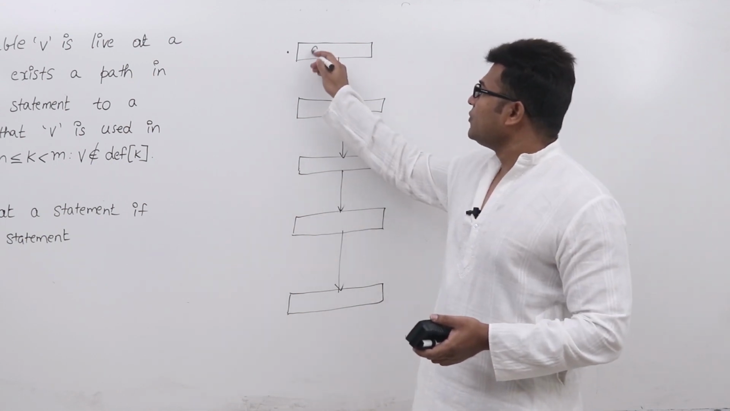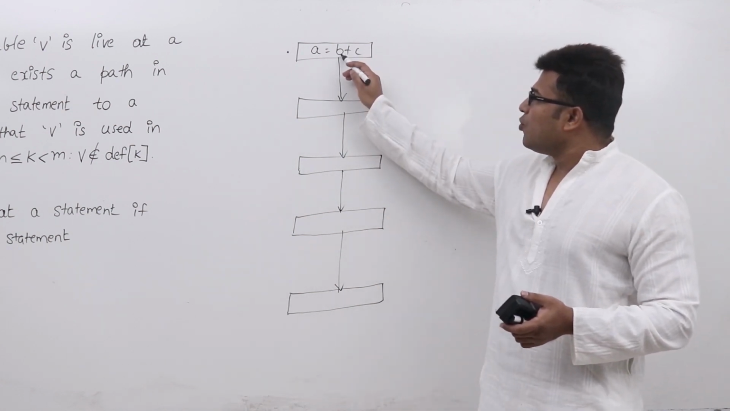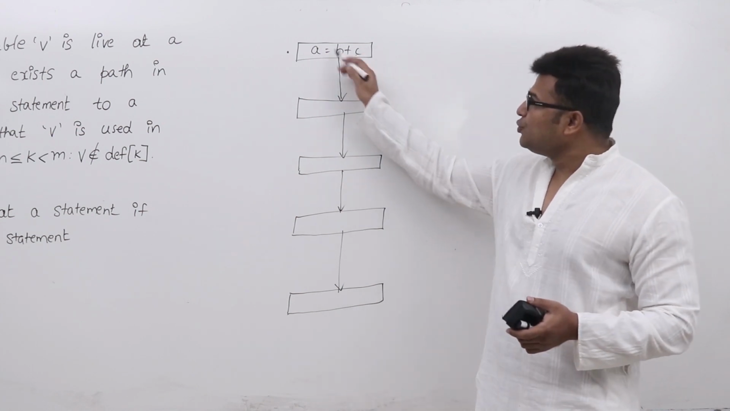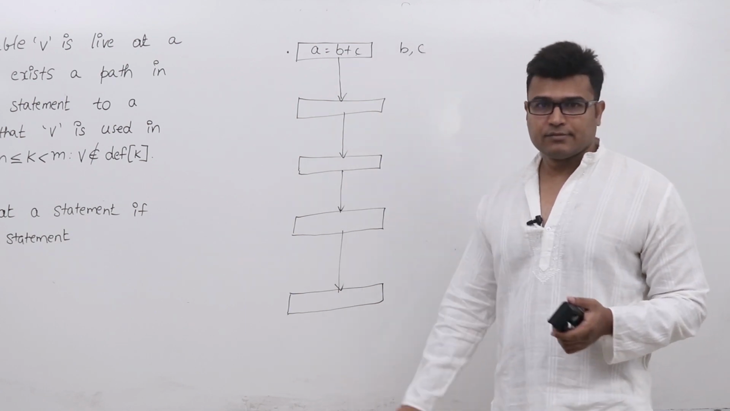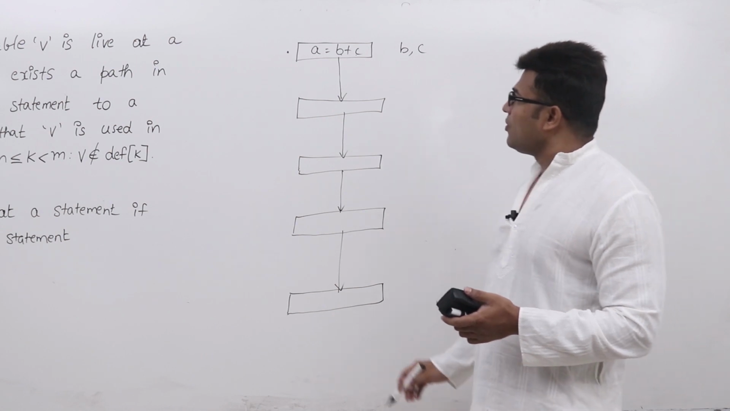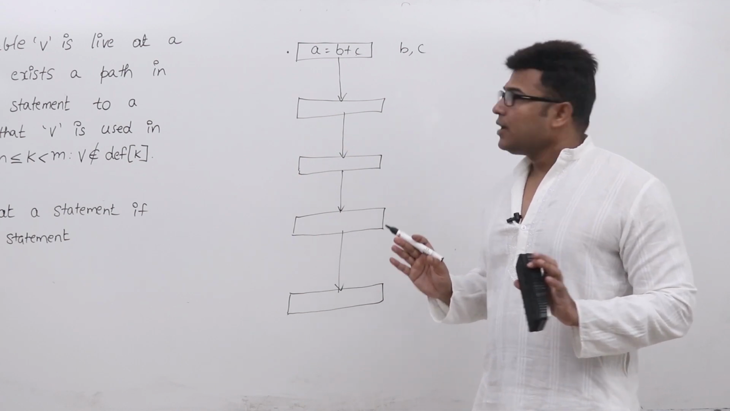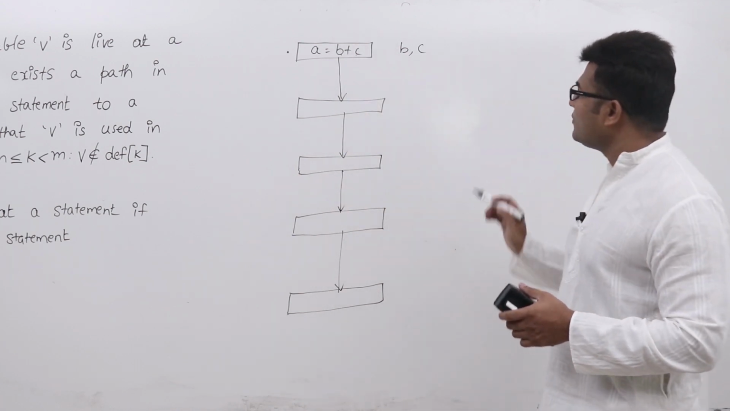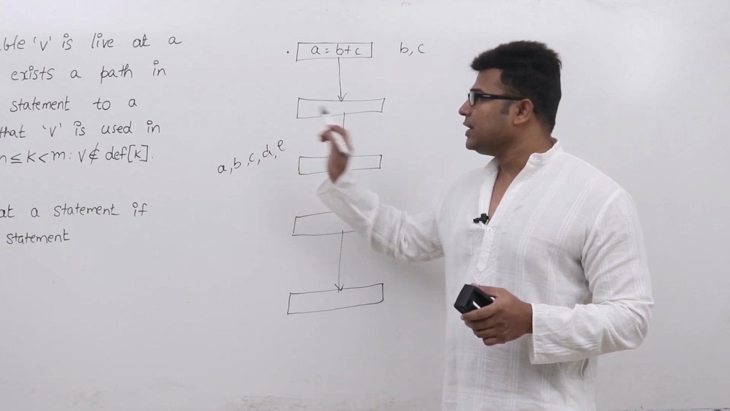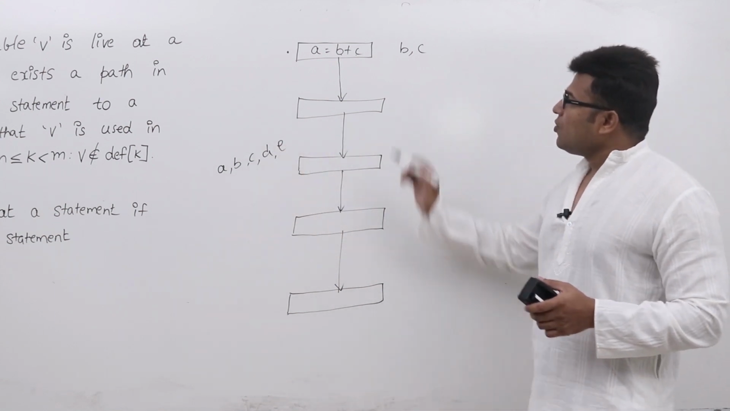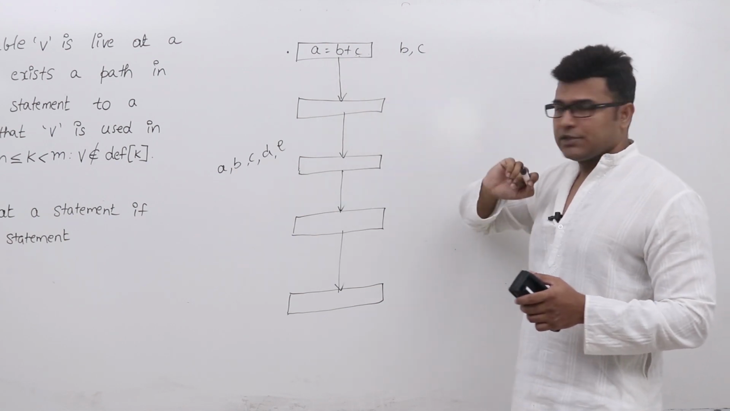For example, if you have A equal to B plus C, then both B and C are used here, their values are used, so B, C are live. Now in this program there can be any number of variables. Assume that all the variables we have are A, B, C, D, E. So B and C are live at this point in this statement because they are used.